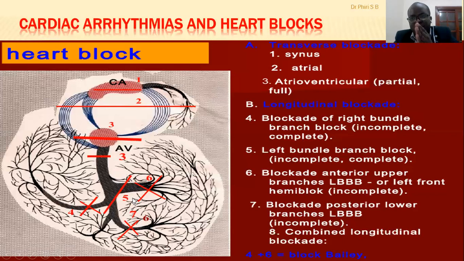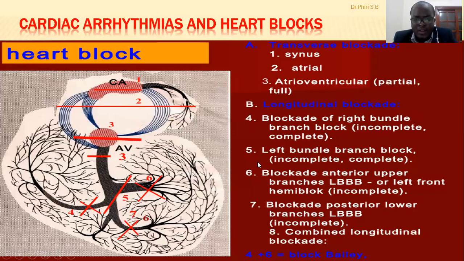So you can have transverse blockade, for instance, shown in 4 here. If you block the right bundle branch, you have the right bundle branch block. Then you can have the left bundle branch blockade, whereby you block maybe the anterior or the posterior, or you can block all the branches, the anterior and the posterior part of the left bundle branch. So I hope you understand. So the 4 is for right bundle branch block, which could be partial or complete.